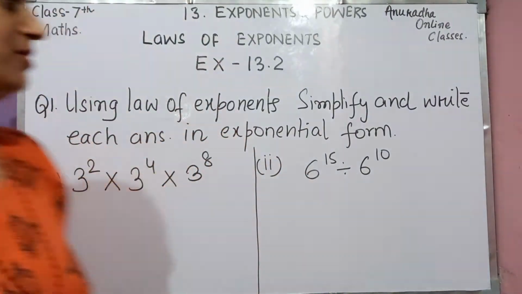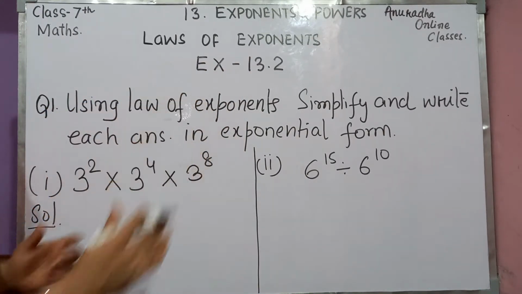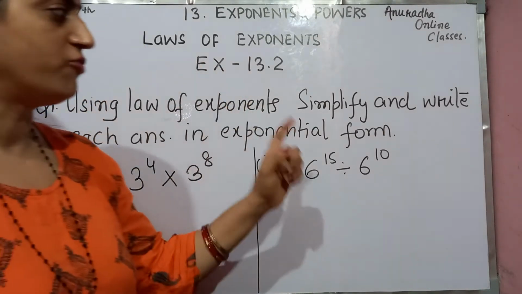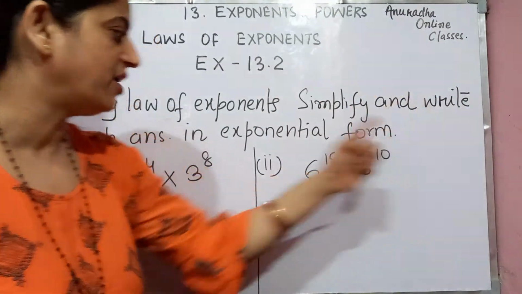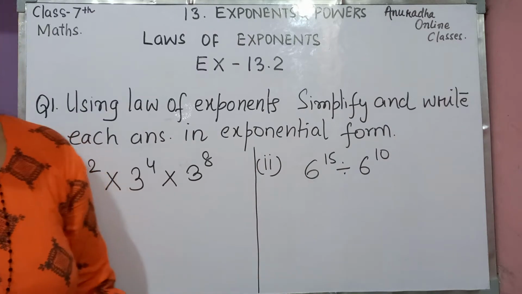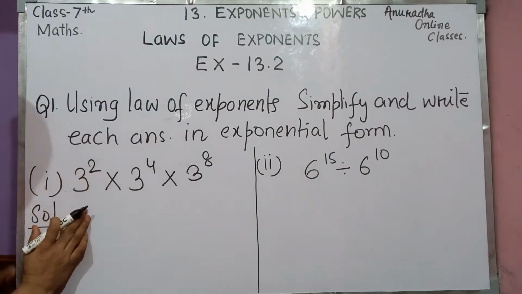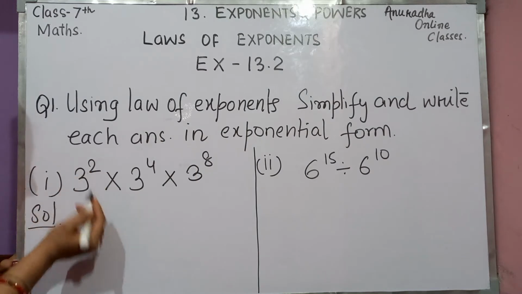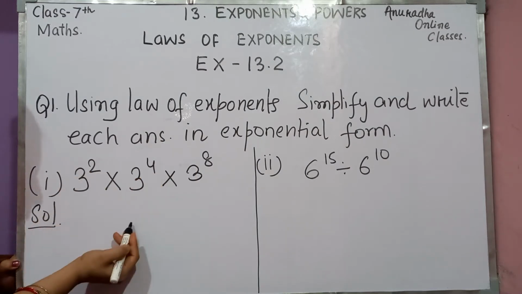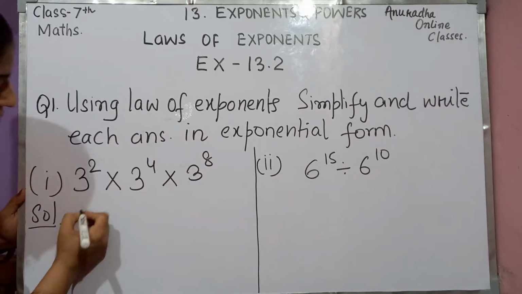Okay, let's start. See question number 1 of exercise 13.2. Using the law of exponents, simplify and write each answer in exponential form. They want the answer in exponential form, meaning in power form only, right? The first part is 3 raised to the power 2 into 3 raised to the power 4 into 3 raised to the power 8. What is our law?